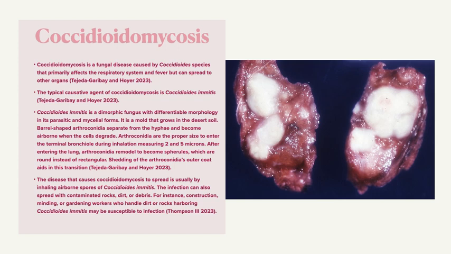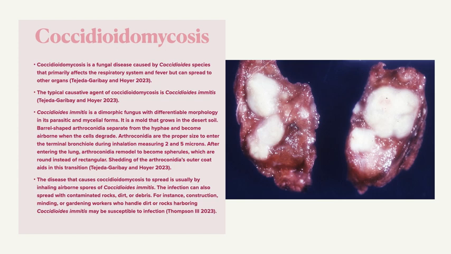Coccidioides immitis is a dimorphic fungus with differentiable morphology in its parasitic and mycelial forms. It is a mold that grows in desert soil. Barrel-shaped arthroconidia separate from the hyphae and become airborne when the cells degrade. Arthroconidia are the proper size to enter the terminal bronchiole during inhalation, measuring 2 to 5 microns.